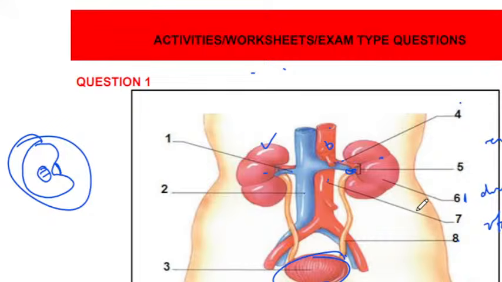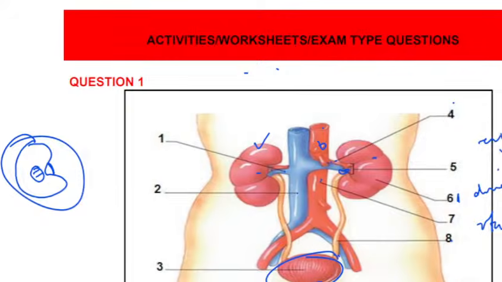The next question, someone is saying that they are not seeing the other side properly. Okay, let me check and see. Yes. I hope now you can see properly. Yeah. So let's go to the next question.